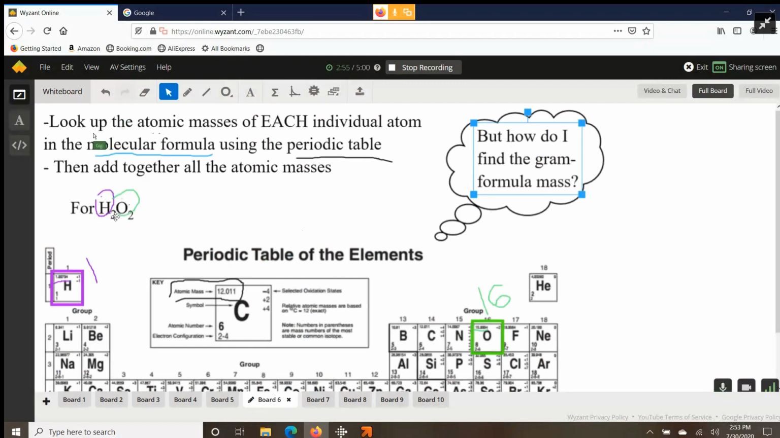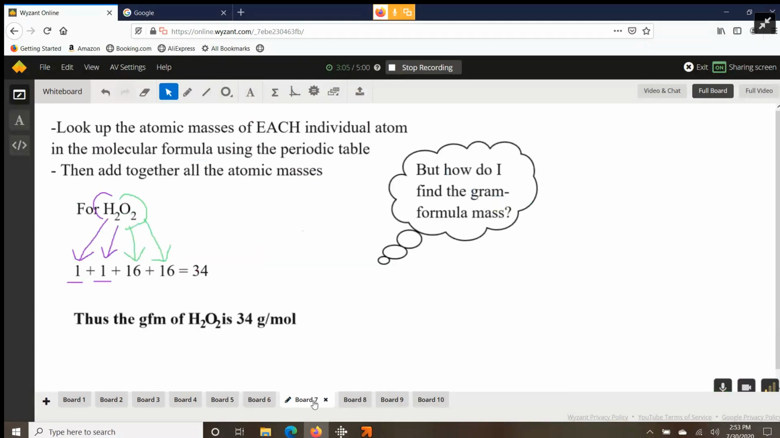So for hydrogen peroxide, you look up hydrogen, which has an atomic mass, I'm just going to round to 1. And oxygen has its atomic mass of 16. So now we need to add all of those individual masses together. So remember, it's H2O2. So we have 2 hydrogens and 2 oxygens. So if we add all that together, we get 34 grams per mole for our gram formula mass.